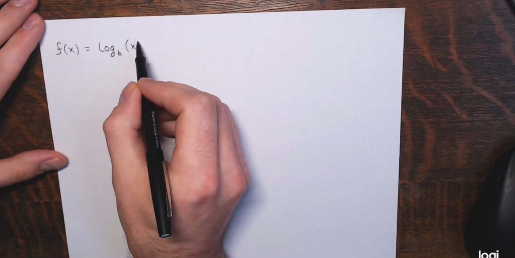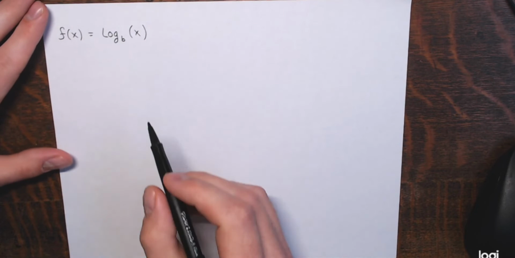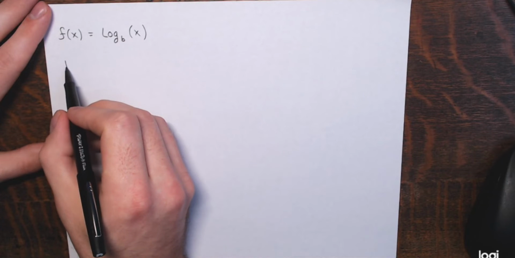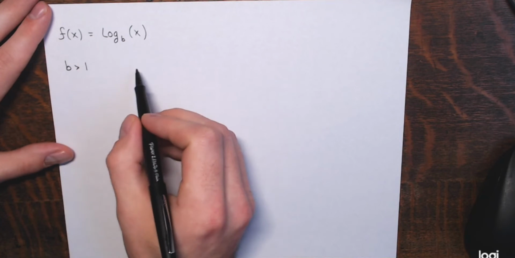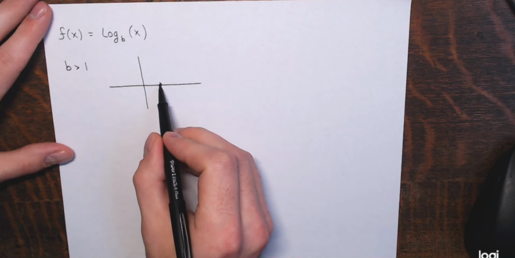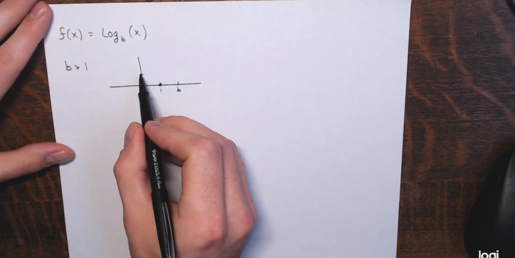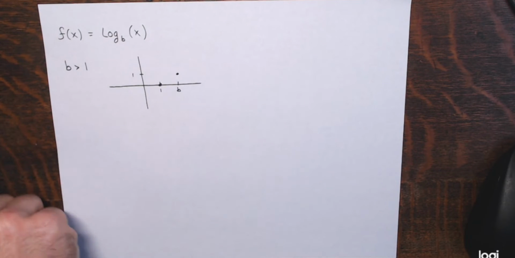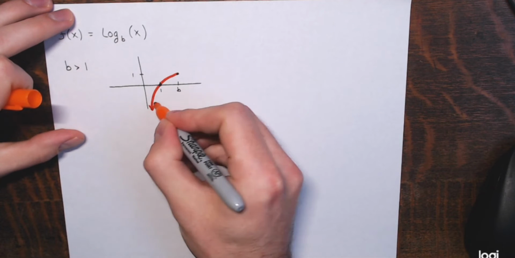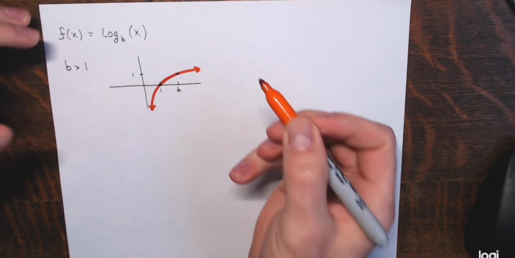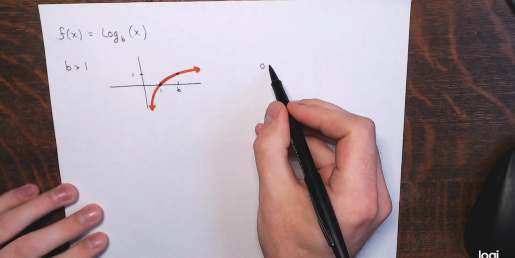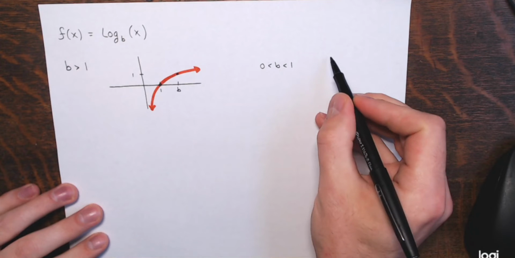If you look at a logarithmic function, I'll just quickly refresh your memory as to how the graphs of these look. Now remember, there were two cases. One, if the base was bigger than 1, the graph looked like this, with the vertical asymptote at the y-axis, and it was an increasing function. And if the base was between 0 and 1, it was a decreasing function.